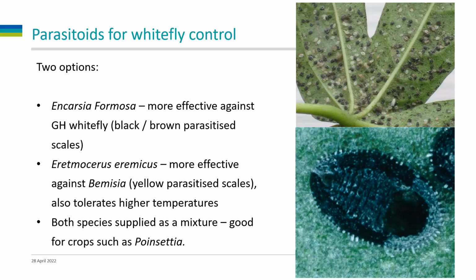So Eretmocerus is the other option, more effective against Bemisia, where you get yellow parasitized scales. It also tolerates higher temperatures, which is useful. And also just making the point that Eretmocerus doesn't parasitize the cabbage or brassica whitefly at all, so it has no effect. Both of the species are supplied as a mix, and they're a very good option for crops such as poinsettia, where you potentially will encounter both of these whitefly species. Next slide, please.